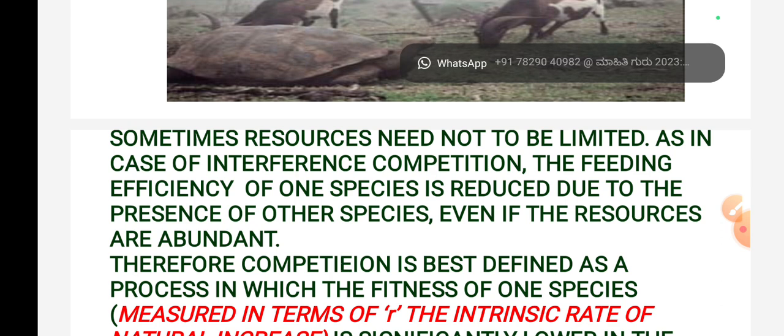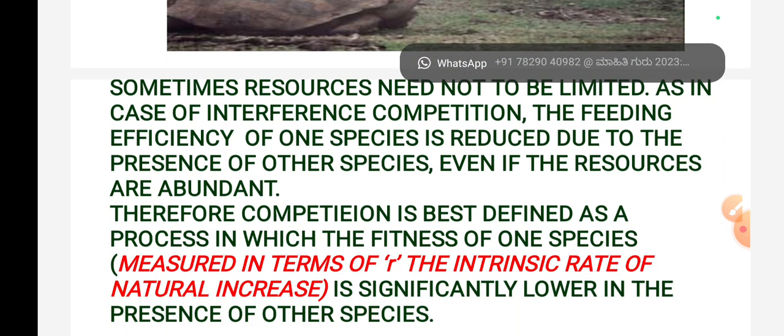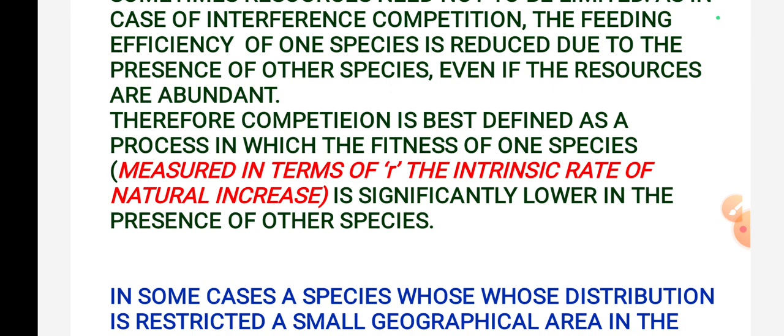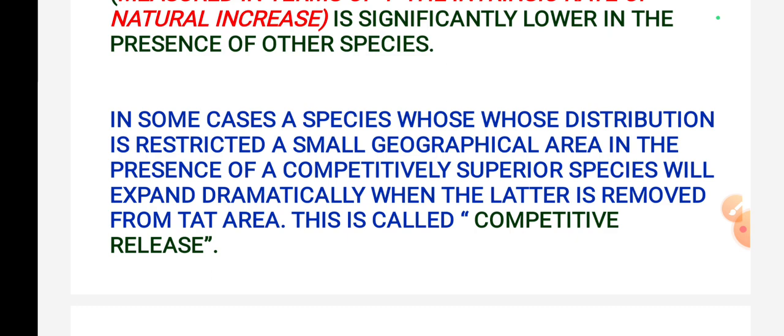The feeding efficiency of one species is reduced due to the presence of another species, even if the resources are abundant. Therefore, competition is best defined as a process in which the fitness of one species, measured in terms of r, the intrinsic rate of natural increase, is significantly lower in the presence of another species. In some cases, a species whose distribution is restricted to a small geographical area in the presence of a competitively superior species will expand dramatically when the latter is removed from that area. This is called competitive release.